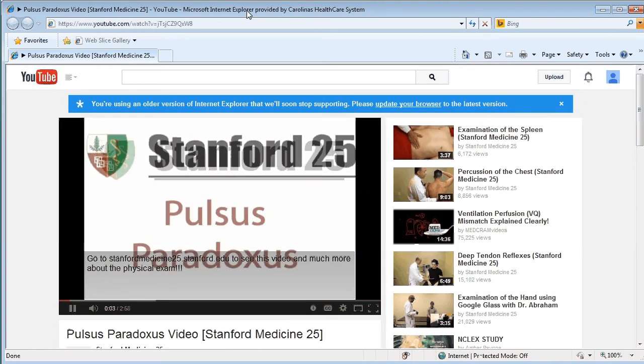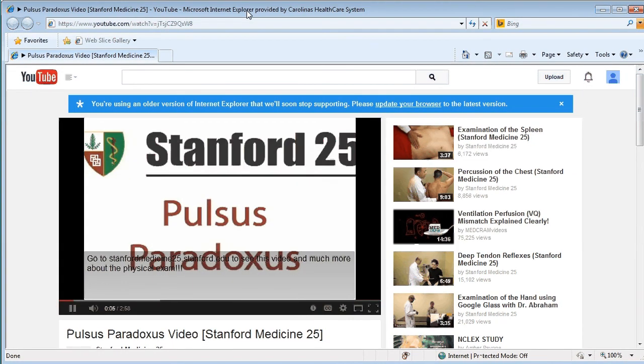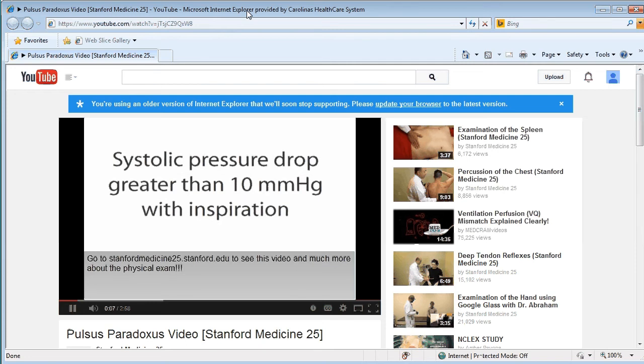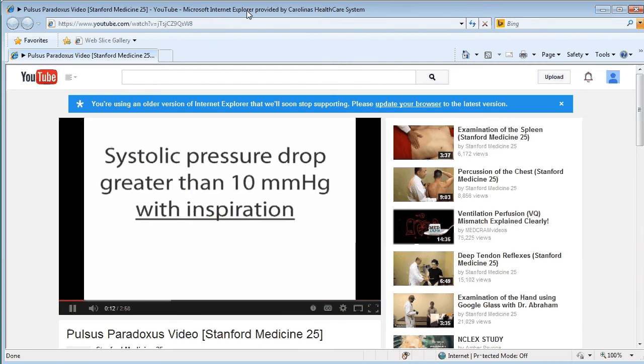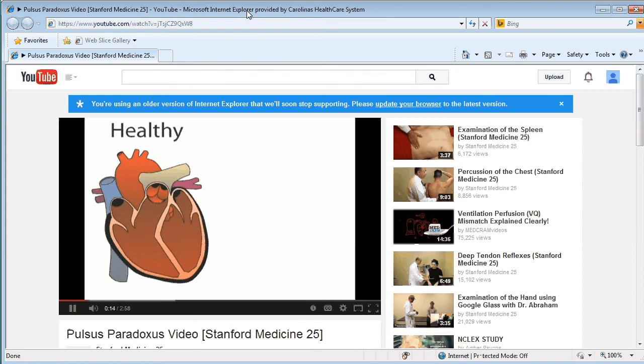Welcome to the Stanford 25 video on pulsus paradoxus. Pulsus paradoxus is defined as a systolic pressure drop greater than 10 with inspiration. Normally, during inspiration, the decrease in intrathoracic pressure will cause an increase in blood flow to the right side of the heart, leading to an increase in pressure transmitted to the right ventricular walls. Since more blood remains in the lungs during inspiration, a small drop in systolic blood pressure is expected.